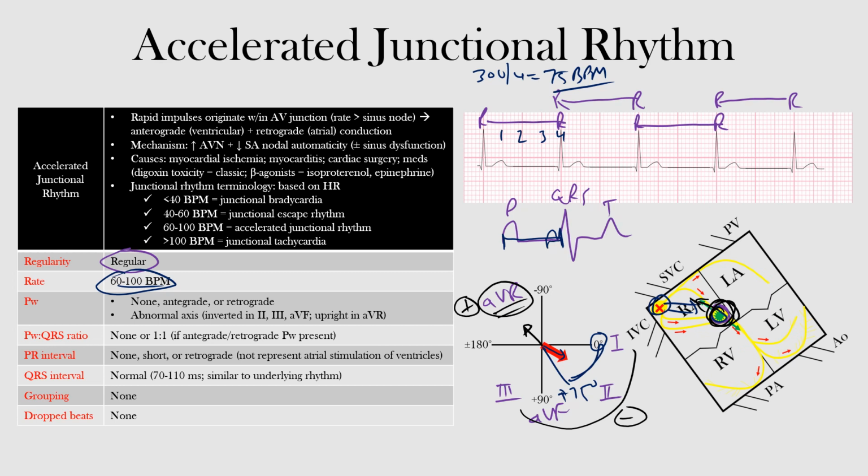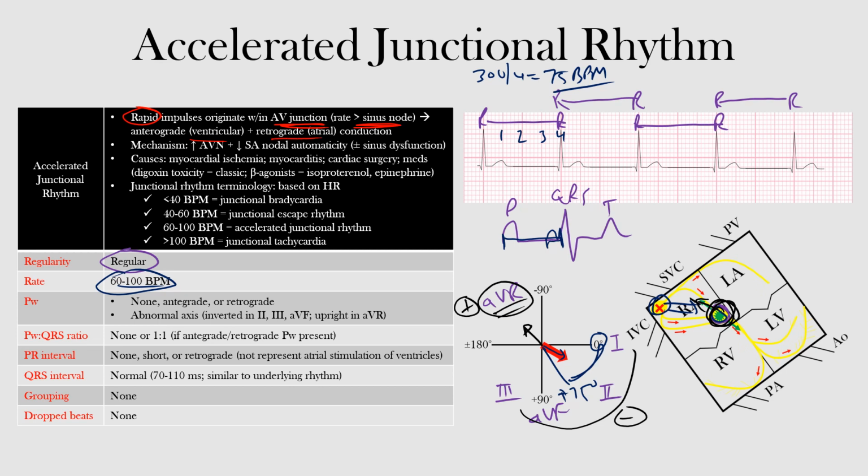All right, so hopefully this is all starting to come together. You're probably a pro with these junctional rhythms by now. Let's briefly run through our chart before we end here. So again, these accelerated junctional rhythms result from rapid impulses, okay, originating within that AV junction. The rate in that is greater than that in the sinus node, okay? We're still going to have the anterograde conduction to the ventricles and retrograde conduction to the atria.